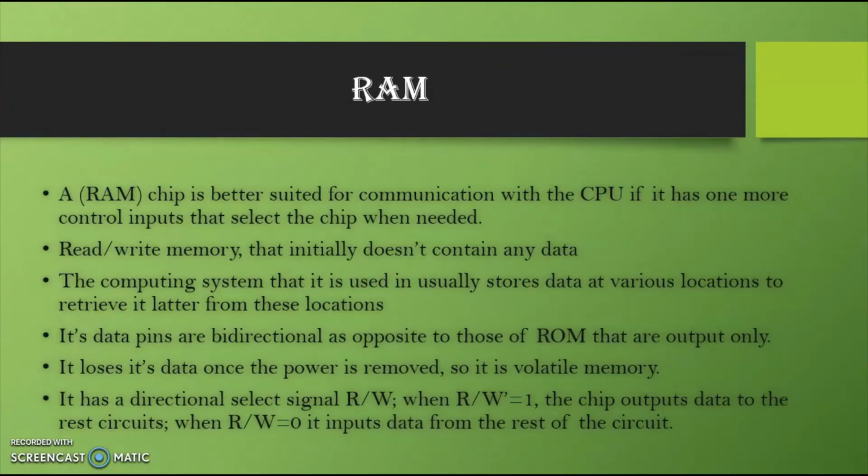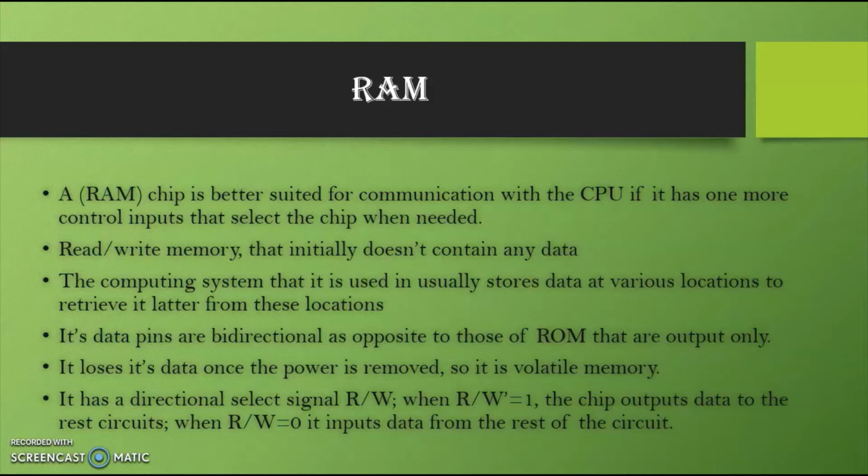RAM. A RAM chip is better suited for communication with the CPU if it has one or more control inputs that select the chip when needed. It is read and write memory that initially doesn't contain any data. The computing system that it is used in usually stores data at various locations to retrieve it later from these locations. Its data pins are bidirectional, as opposed to those of ROM that are output only.